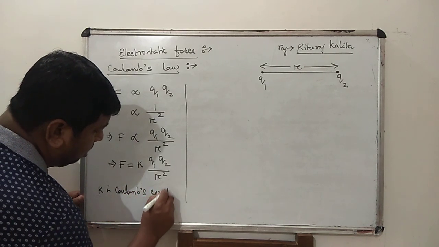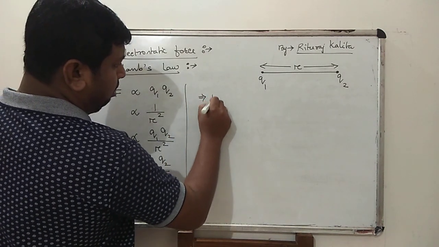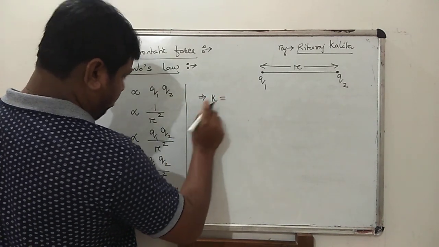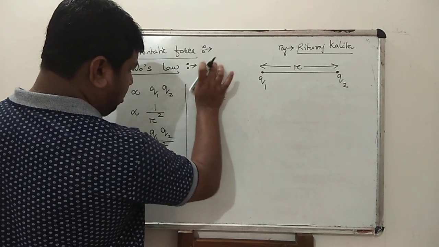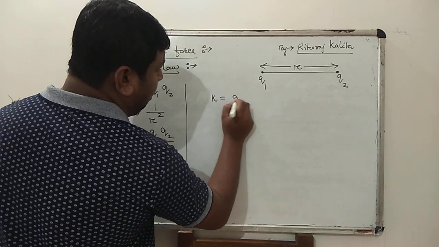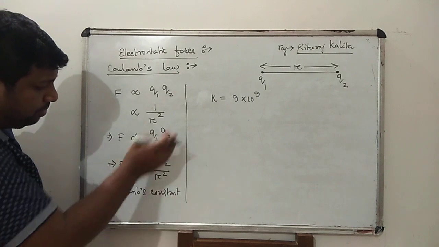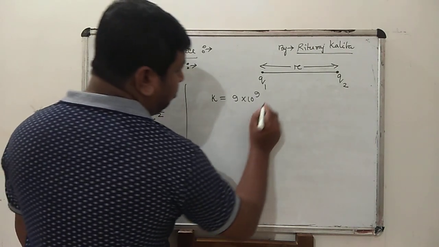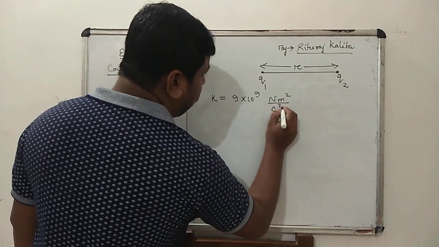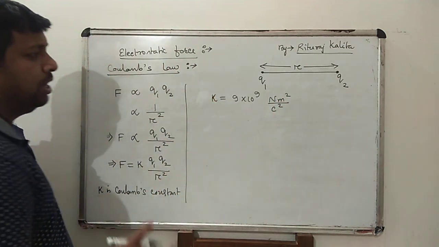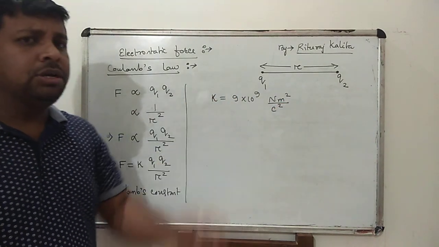K is Coulomb's constant. K is equal to F r square divided by Q1 Q2, and its value is 9 into 10 to the power 9 Newton meter square per Coulomb square.